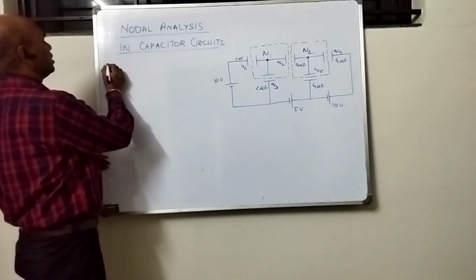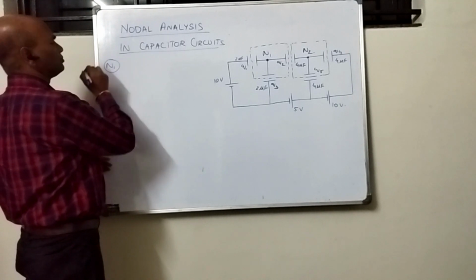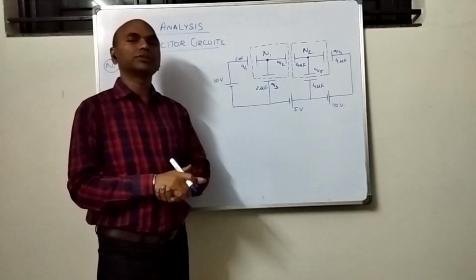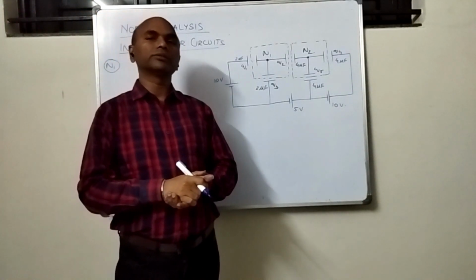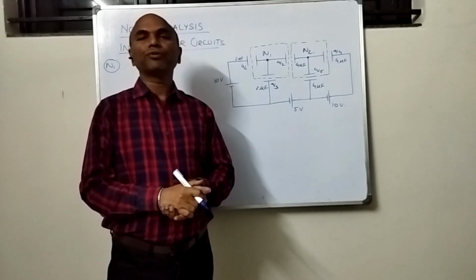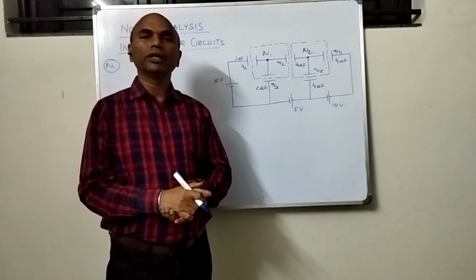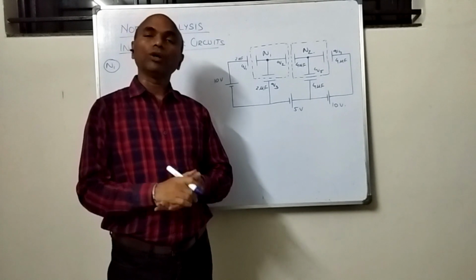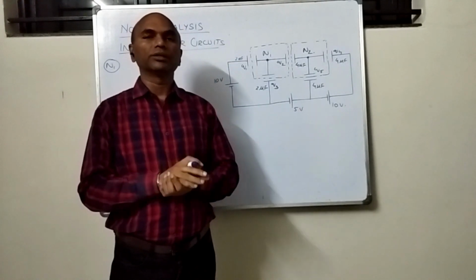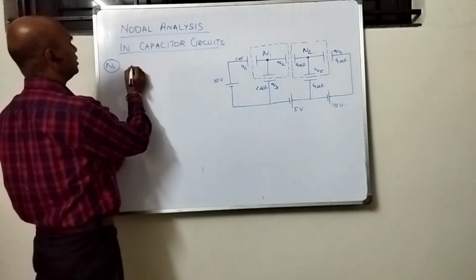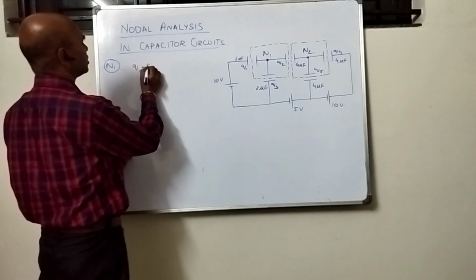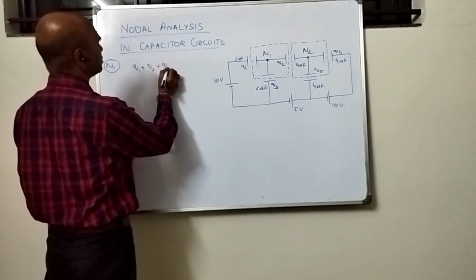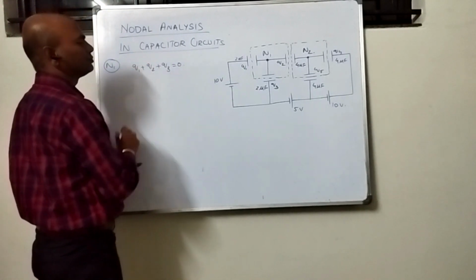So coming to the first node N1, just like what we say in Kirchhoff's current law in electrical circuits, the algebraic sum of currents meeting at a junction is 0. What was current there would be charge here. So I would rather say that Q1 plus Q2 plus Q3 would be 0.